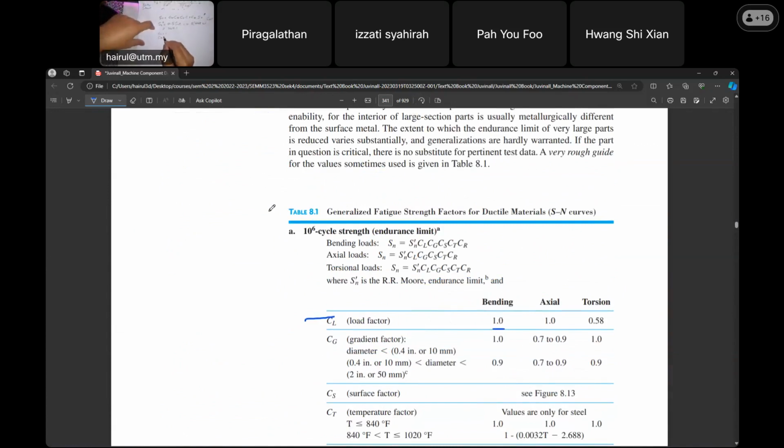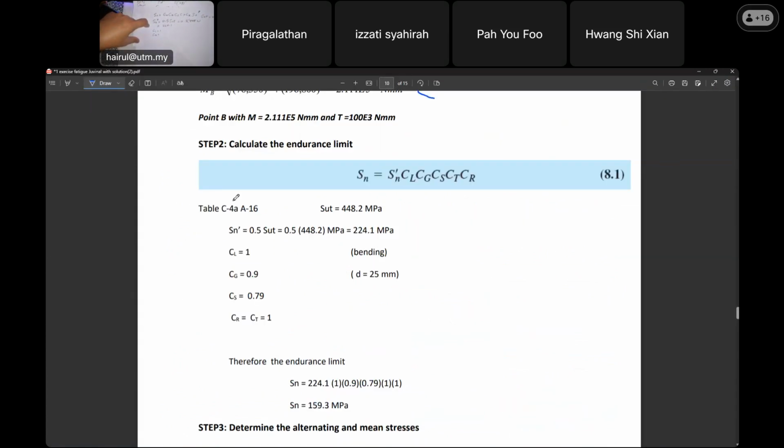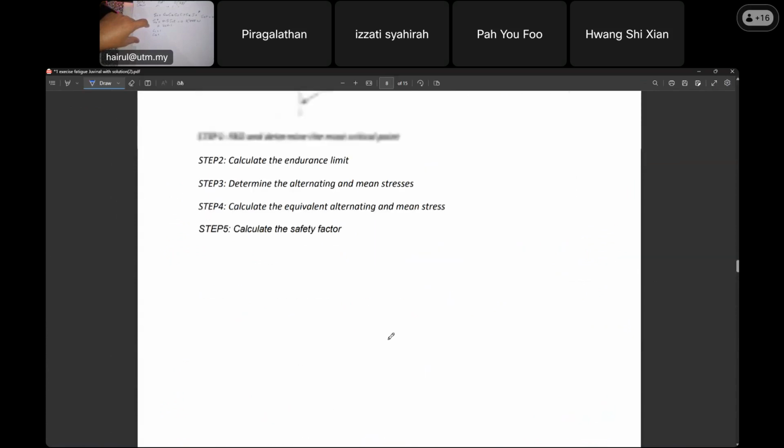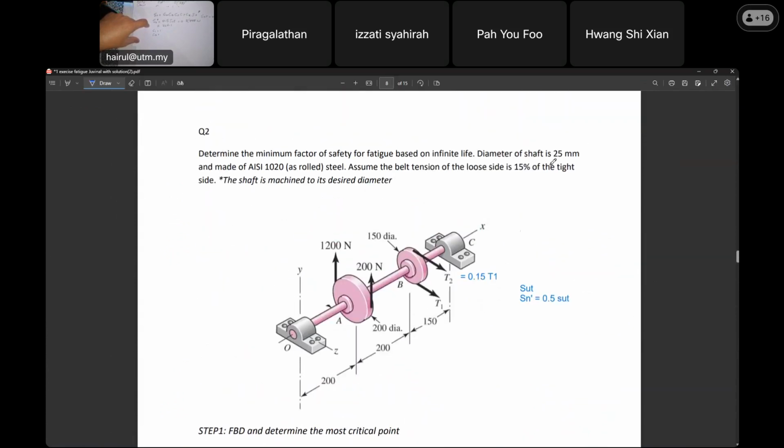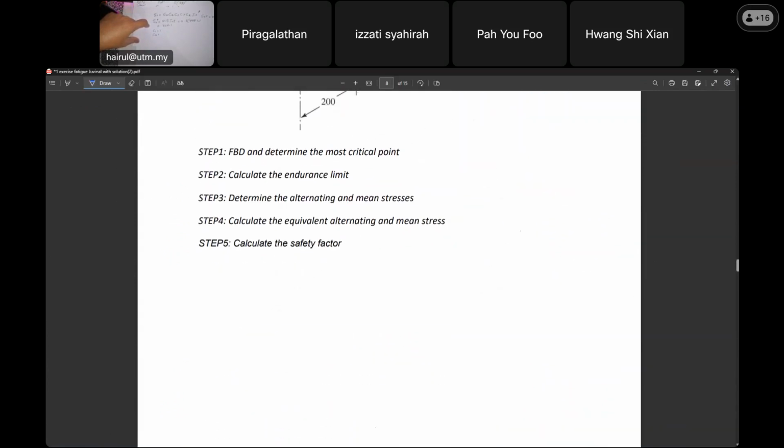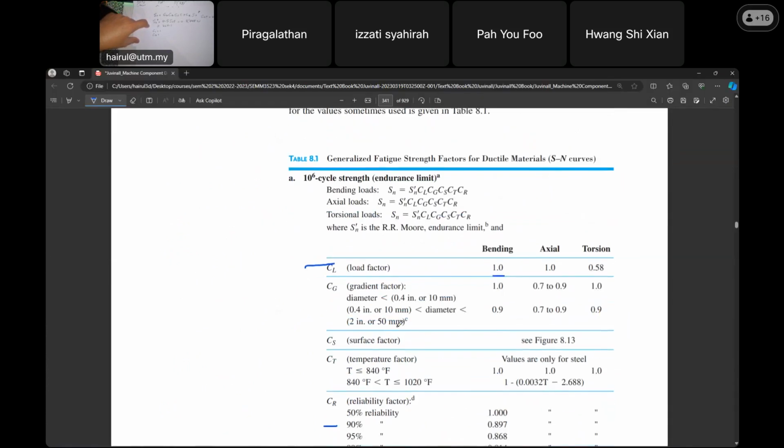Cg is the gradient factor, or size factor. The diameter of the shaft is given in the question as 25 millimeter. In your textbook, the diameter of 25 millimeter is between the range of 10 to 50, so it is 0.9.